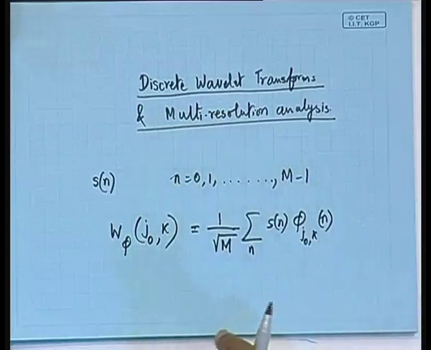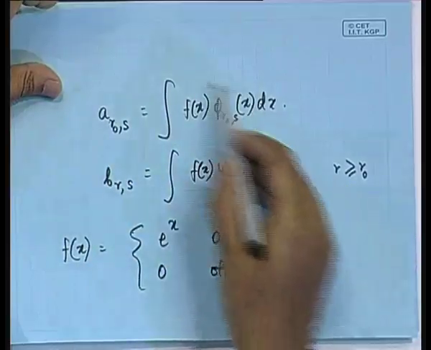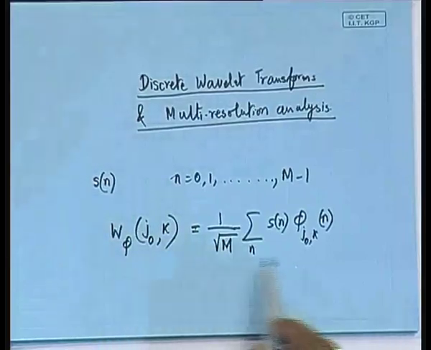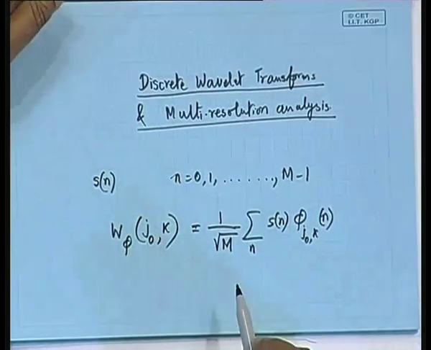Now, naturally the phi of x we cannot write any more. We have to compute the value of the wavelet function at those specific points n is equal to 0, 1, 2, etc. So, we have to compute the scaling function values and the wavelet function values at those specific discrete points. So, this is the equivalent form. Whatever I wrote for A r 0 s as an integral expression, now I am writing the same thing, W phi j 0 k, as a summation expression.